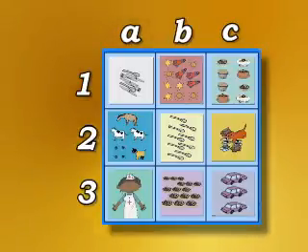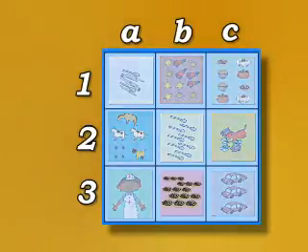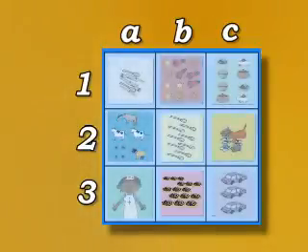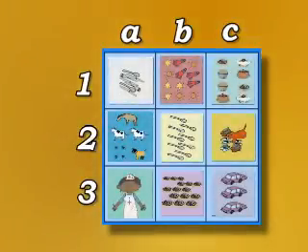Is there any other square on the grid that has things that you can eat placed on it? Square 3B, that's right. What is placed on that square? Well, they look a little like cinnamon buns to me. What do you think? Okay, let's do a few more.